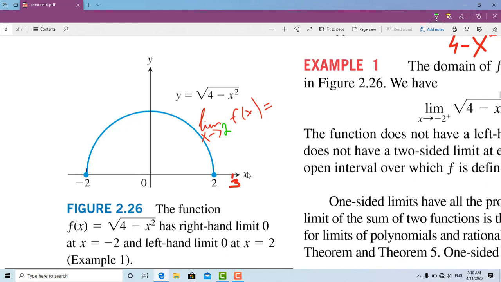But how about from the right side? Can x tend to 2 from the right side? No, because when x tends to 2 from the right side, it must be 3, 2.5, 2.1, or some other numbers. If you plug in a number like 2.5 instead of x, 4 minus 2.5 squared, the number here will be less than 0, and the square root of this expression will be of a negative number. It's impossible. So the limit when x tends to 2 of f of x does not exist.